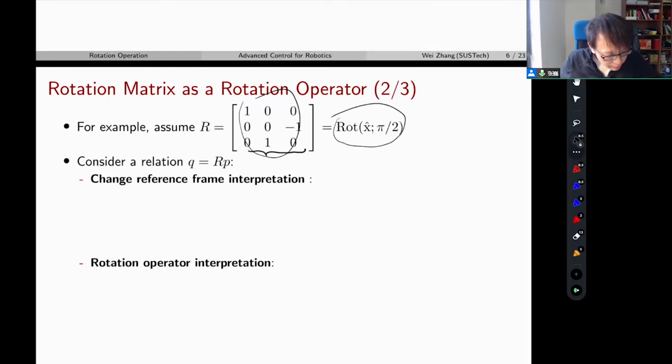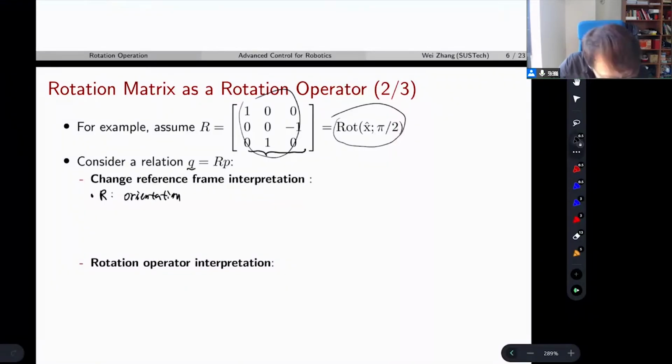Let's think about this. If I say the relation Q equals R times P, I have a vector equal to R times another vector. I can interpret this equation in many different ways. Let's categorize these ways into two things. First is change of reference frame. In this case, I can think of this as a change of reference frame. What do I mean by that? In this case, R is the orientation of a change of reference frames. Let me explain a bit better.